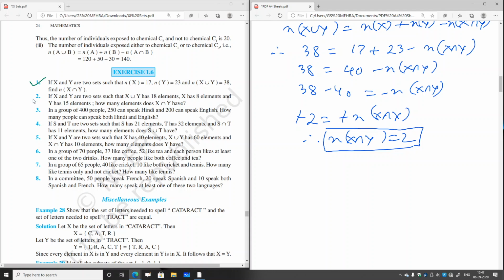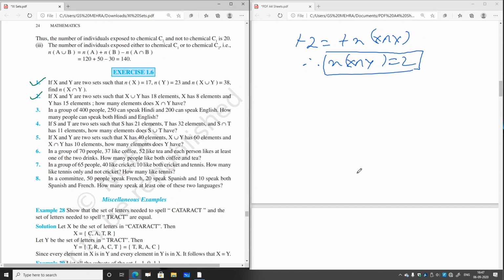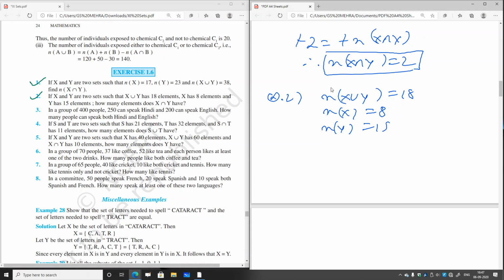Now let us do question number 2 in the same way. Question number 2 you can do by Venn diagram or by using the formula. Here I will be using the formula method. You can use any. Question number 2: if X and Y are two sets such that X union Y has 18 elements, so n of X union Y. When the number of elements is given, use n. N means number of elements. So n of X union Y equal to 18. Then n of X equal to 8, and Y has 15 elements, so n of Y equal to 15. This is exactly like the first one. How many elements does X intersection Y have?